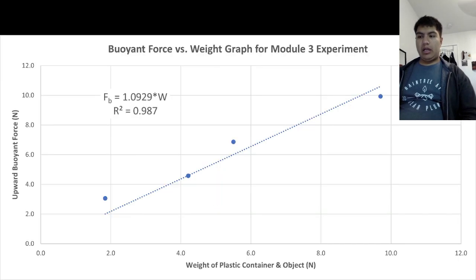Lastly, I have plotted all of this. I have plotted a graph of upward buoyant force against weight, and I have done a regression analysis for a linear equation. And what we find is that there's a strong correlation between the upward buoyant force and the weight of the plastic container along with the object.